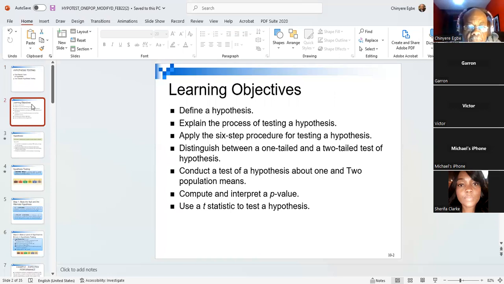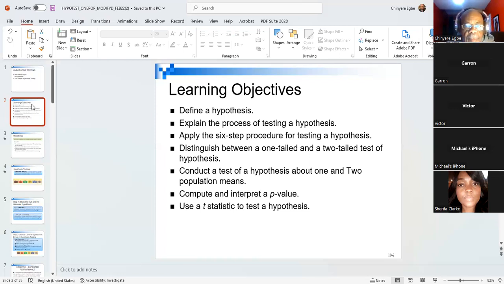Now here, like we said, in order to test a hypothesis, you must define the hypothesis. The average age of houses in Brooklyn is 70 years. The average price of houses is 400,000. You have to define that hypothesis.